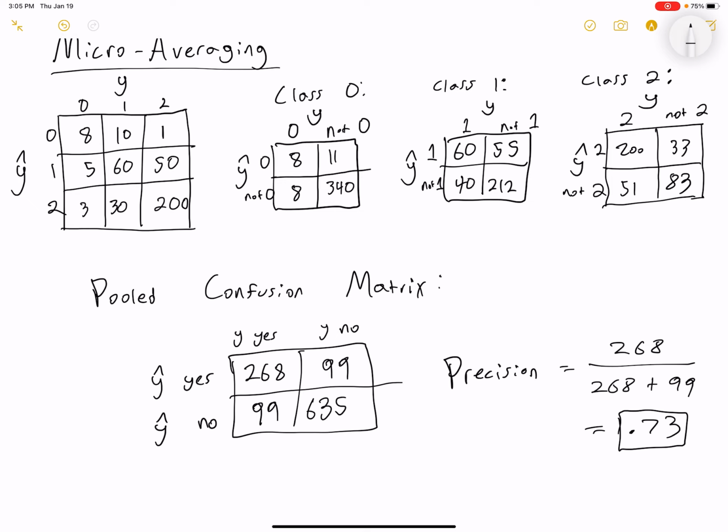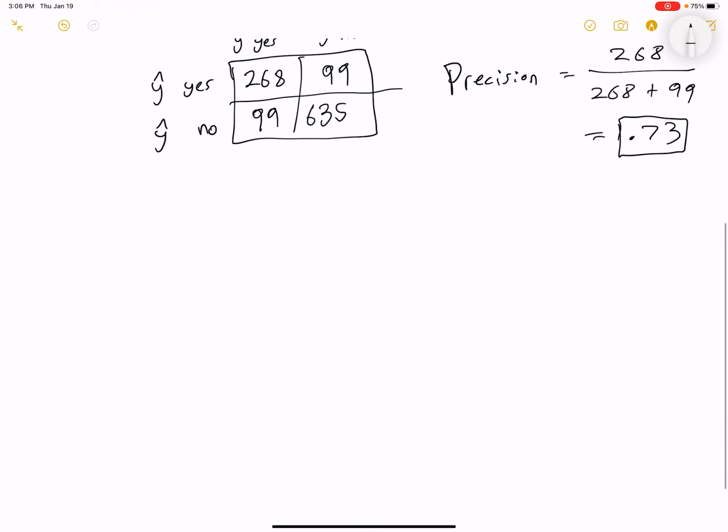Yeah. So in the pooled confusion matrix, this should sum up to 3 times the normal confusion matrix. You summed up all the cells. Mm-hmm. That's still going to sum to 3 times the normal confusion matrix. Yeah. Okay. Exactly. Okay. So let's go on to the next metric.